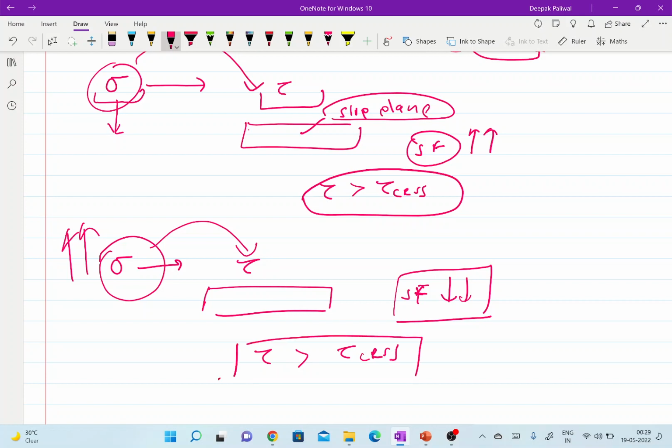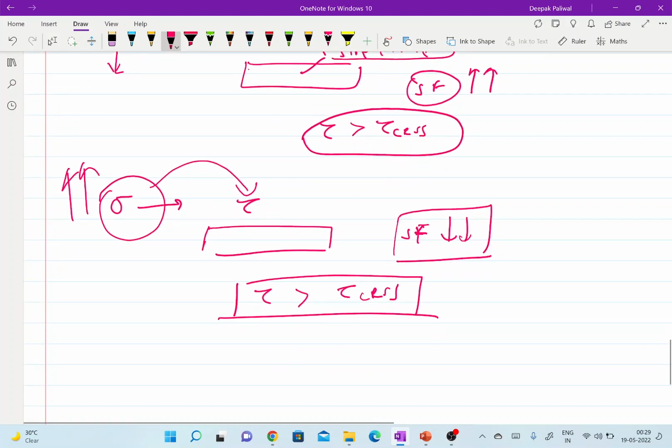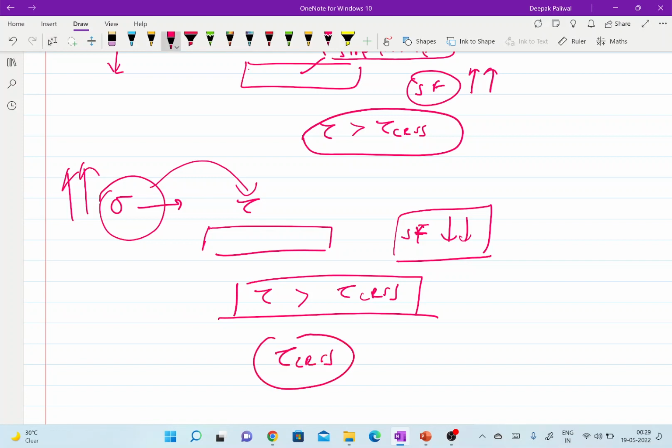So this is what Schmid has given with the help of his experimentation, and showed that the tau CRSS for a particular slip plane is a constant quantity. The variable is sigma y, or the yield stress. So this is Schmid's law, or the discussion about Schmid's law.